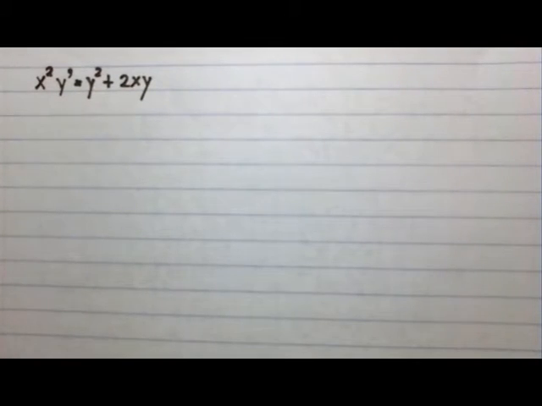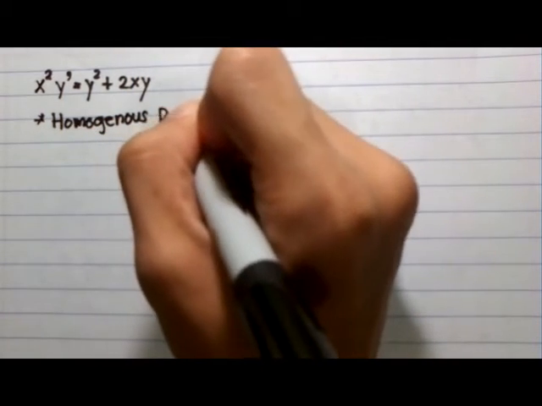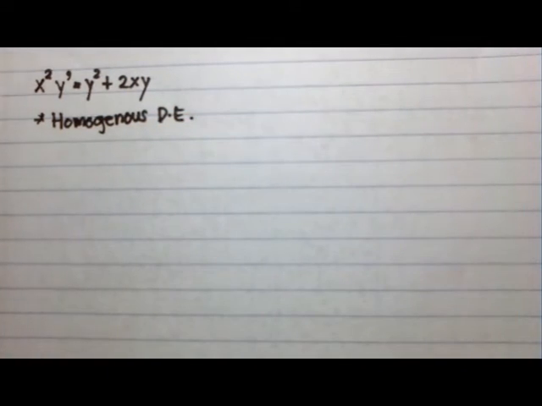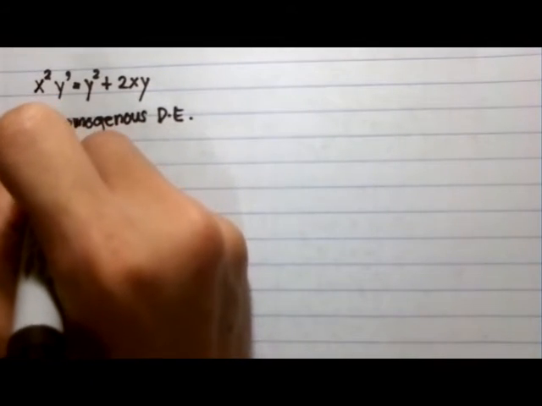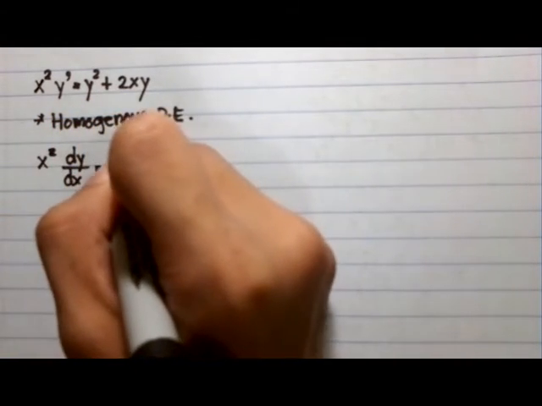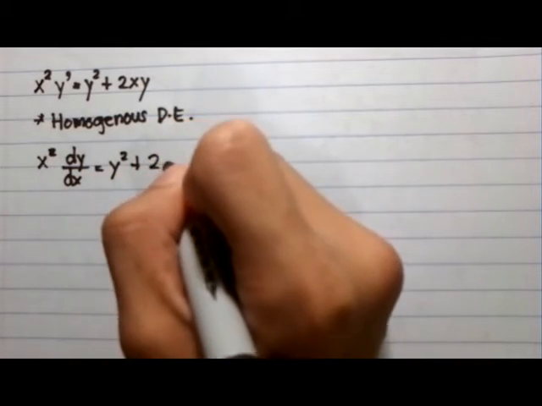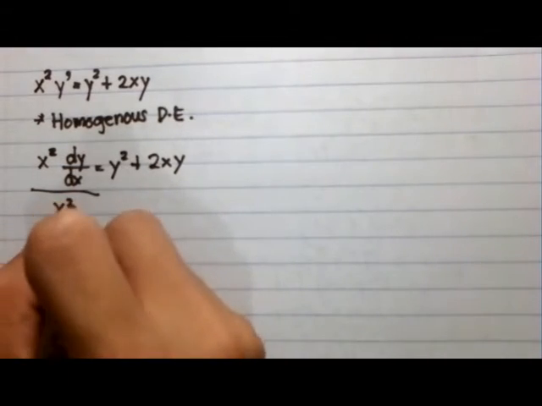So here is another example for differential equation in finding the general solution. Like my first video, it is also a homogeneous differential equation. First, we rewrite the equation into this: x squared dy over dx equal to y squared plus 2xy. Now, divide both sides by x squared.